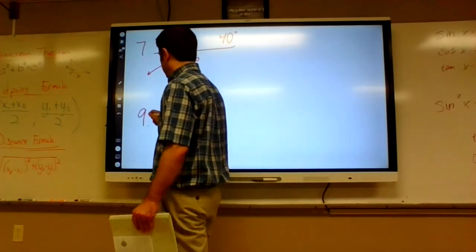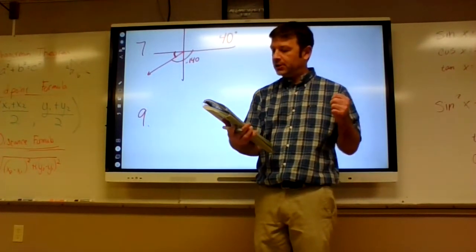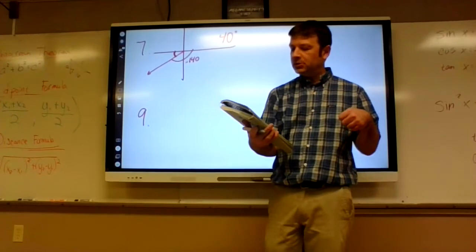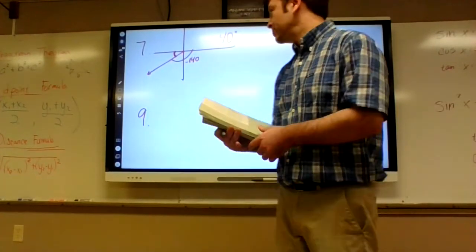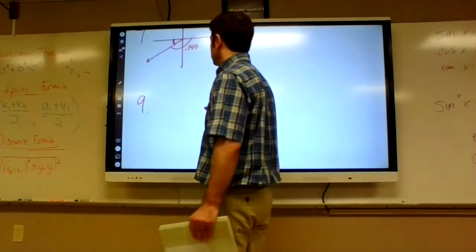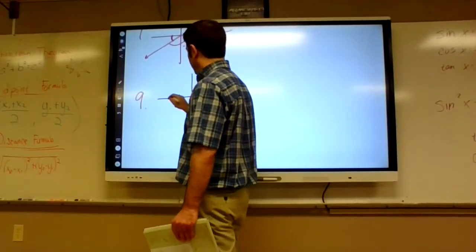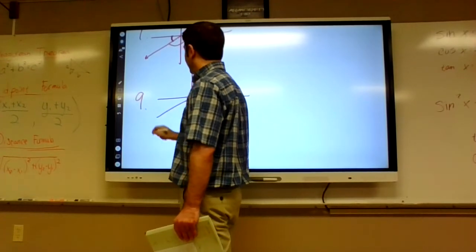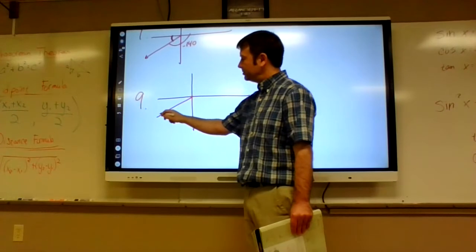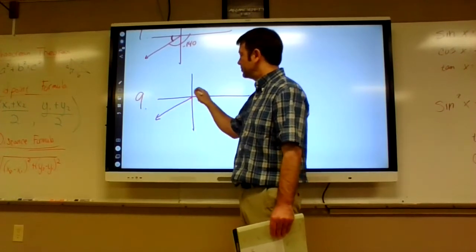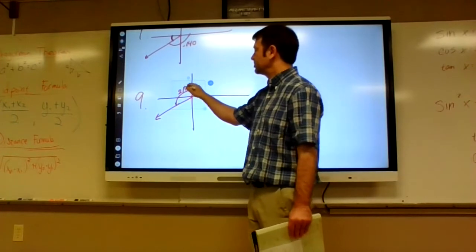Number 9. How do I draw a 210 degree angle? Well, 210 degrees is 30 degrees past what? 180. So 180 is right here. 30 degrees is basically a third of 90, so it looks about like that. From there to there, 210 degrees.